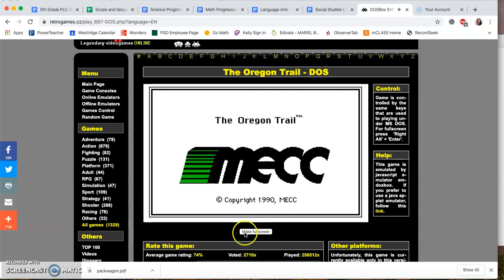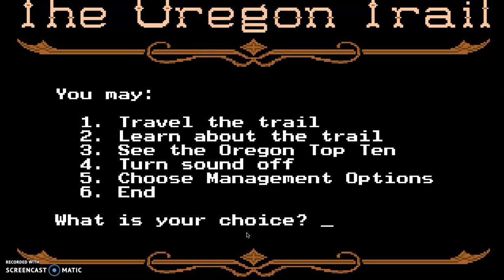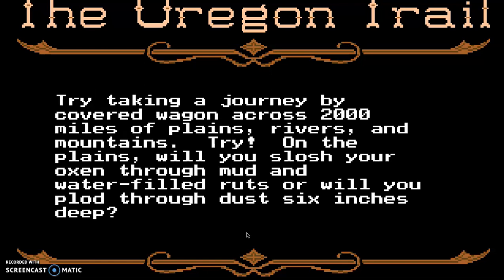And now we've got sound. I'm going to make this full screen so you can see what I'm doing. Some of the commands are much different than you've had before. So when you're here, it will have different options for you to choose from, and you have to type it in and press enter. So I want to type 2, learn about the Oregon Trail.